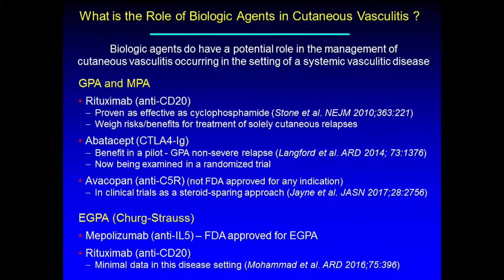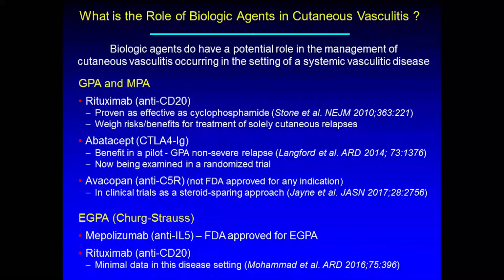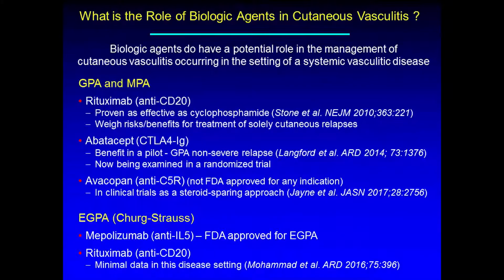So in talking about novel therapies, what is the role of biologic agents? As we've already alluded to, biologic agents do have a potential role in the management of cutaneous vasculitis when it is occurring in the setting of an underlying systemic vasculitic disease. In the case of GPA and MPA, I already mentioned rituximab, which is FDA approved for these indications. In a randomized trial, this was proven to be as effective as cyclophosphamide.